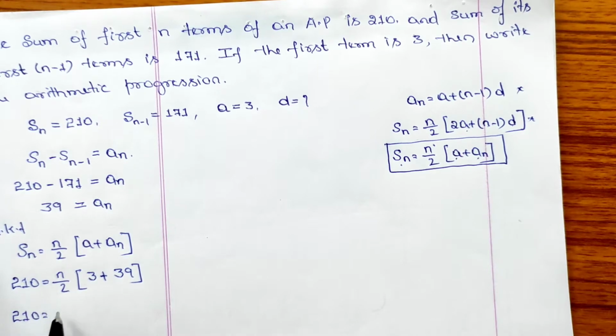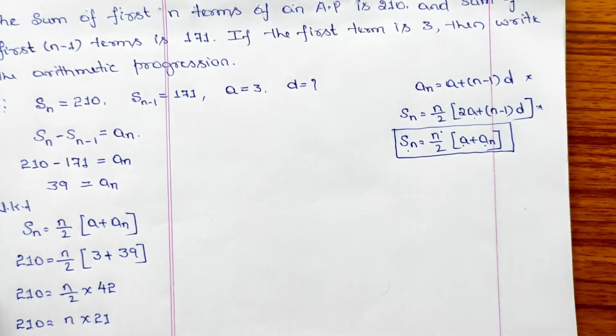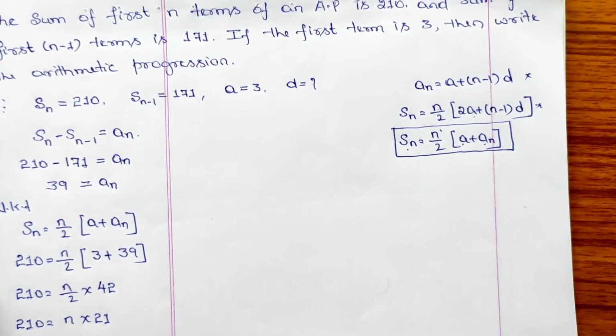210 is equal to n by 2 into 3 plus 39, that is 42. 2 and 42 we can simplify them. 210 is equal to 2 21s are 42, so n into 21. 21 and 210 we can cancel. 21 1s are 21, 21 10s are 210, so therefore we can write 10 is equal to n. So therefore we got n is 10.